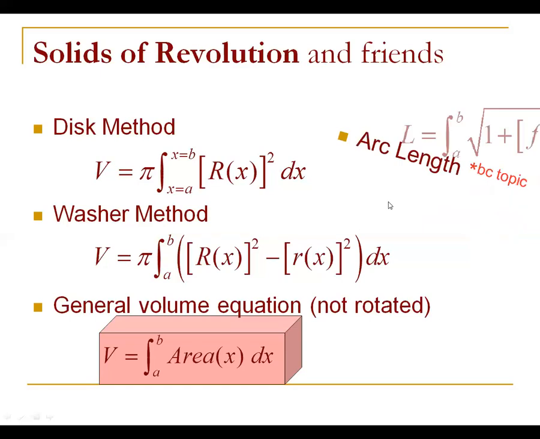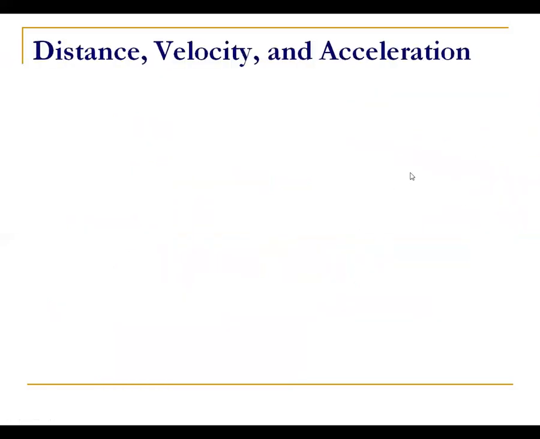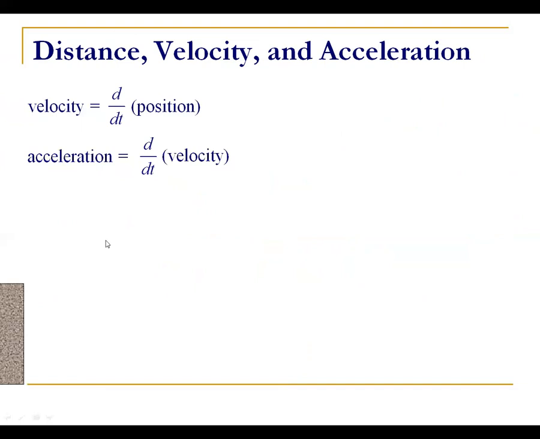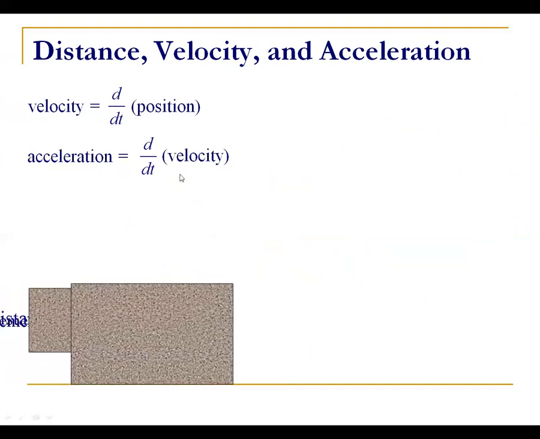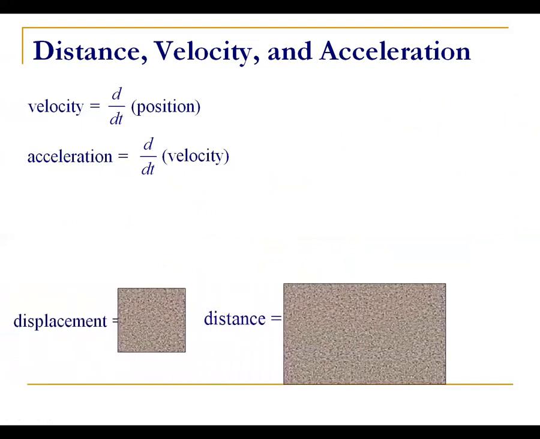We didn't talk about arc length because that's a BC topic. Distance, velocity, and acceleration. You have to remember that velocity is the derivative of position, and acceleration is the derivative of velocity, or the second derivative of position.